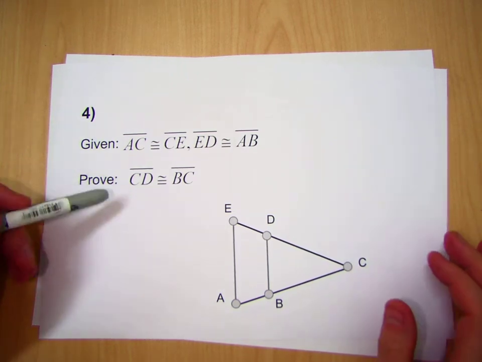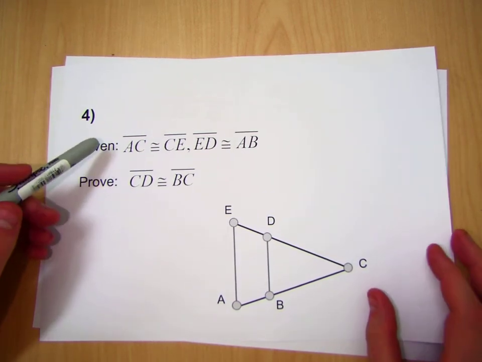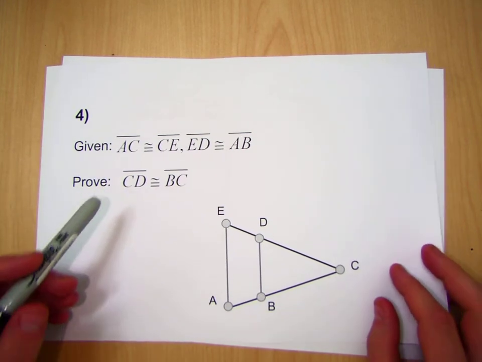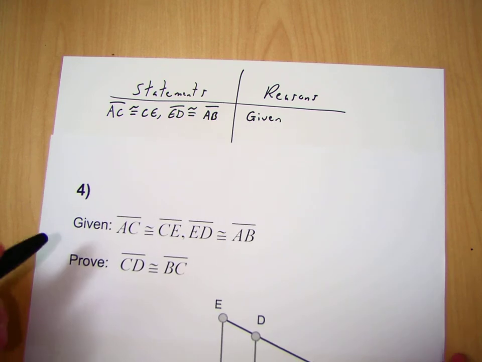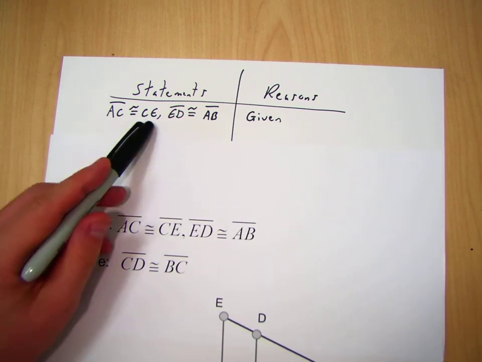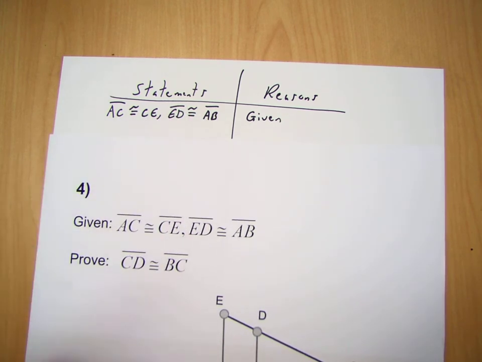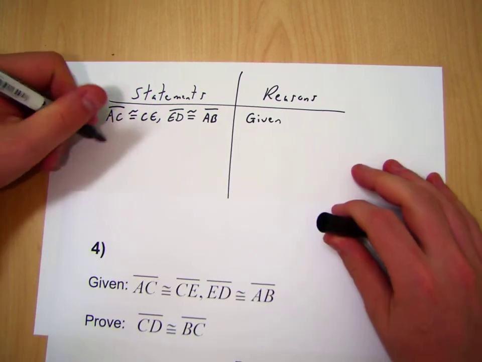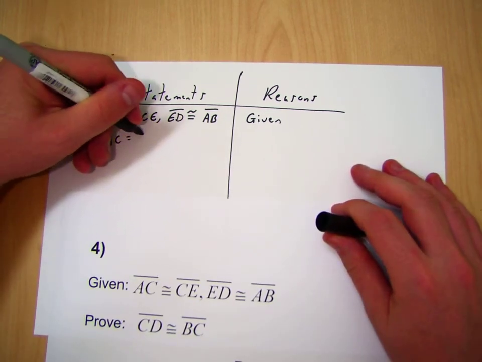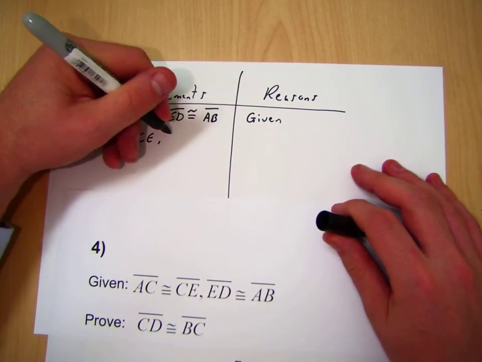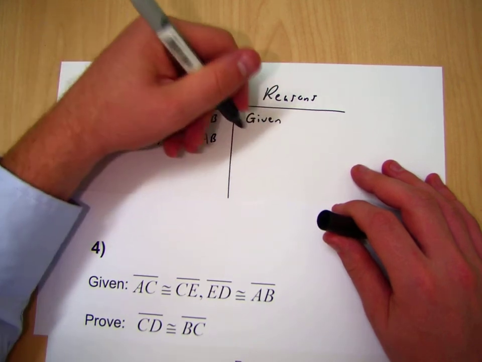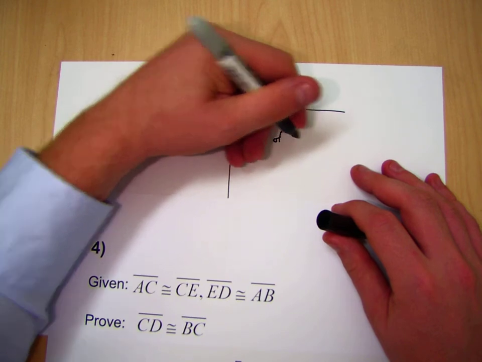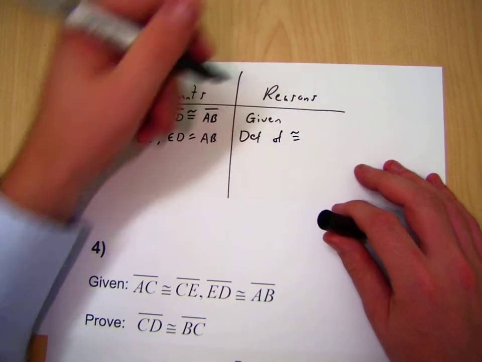All right, this other proof here, it's a little easier than the last one. What we do here is we look at basically what we're given. So I'm going to write down what I'm given: AC is congruent to CE and ED is congruent to AB. I'm going to go ahead right away and just say that these two are equal. It just makes it a little easier. So I know that ED is equal to AB, and the reason is the definition of congruent.